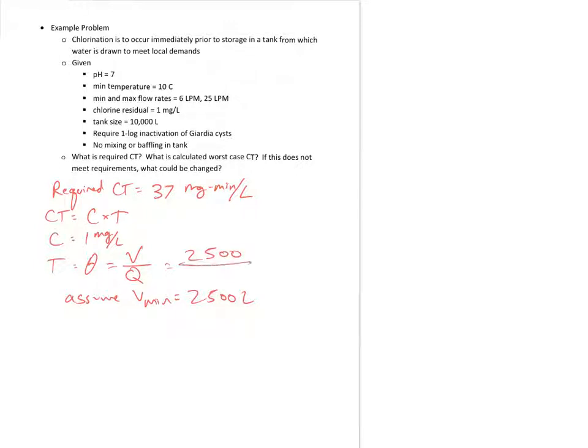And then for Q, am I going to use my Q min, which is 6 liters per minute, or my Q max, which is 25 liters per minute? I'm going to use my maximum flow rate, 25 liters per minute, because at that flow rate, I'll have the least amount of time spent in the tank. So Q max equals 25 liters per minute. So if I put 25 here, I wind up with a theta of 100 minutes.